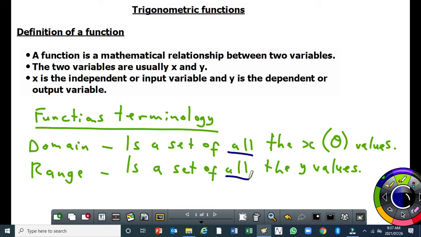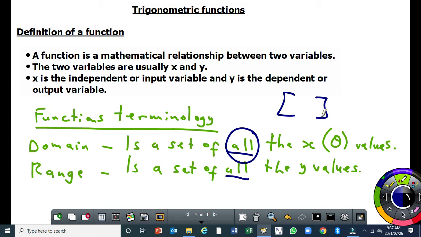Sometimes the minimum and the maximum can be included or they can be excluded. But when you're talking about domain and range, we have to include them. They are part of the set. That's what this word all means. Which means if you are using interval notation or inequality notation, you have to include the equal sign or you have to use square brackets. But if the minimum is minus infinity and the maximum is positive infinity, you don't use square brackets. And I'm going to remind you about that.